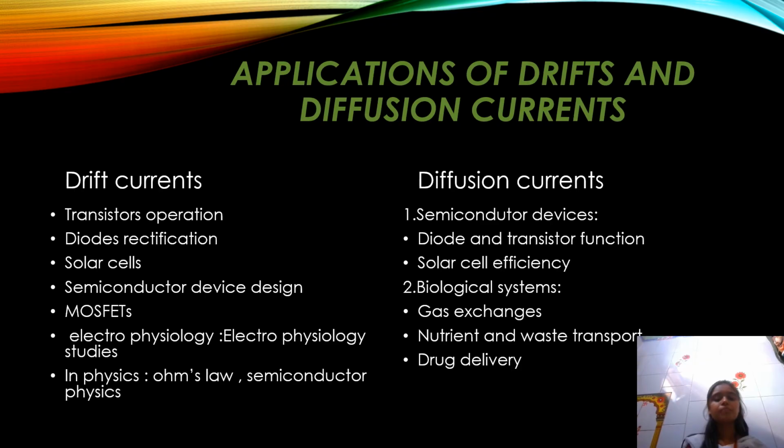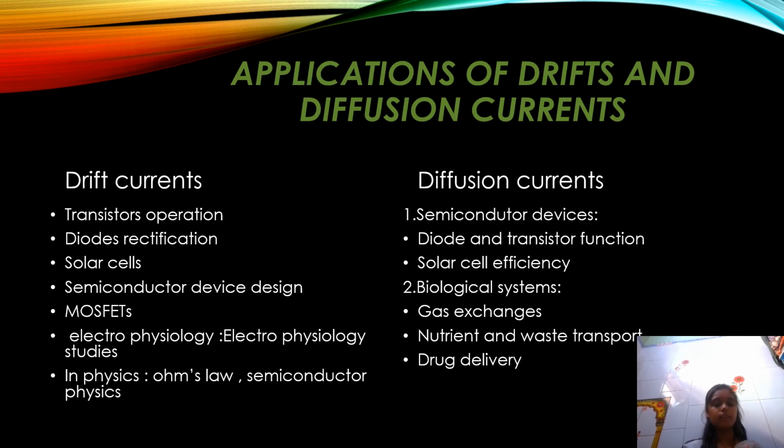Next, LEDs. In light emitting diodes, diffusion currents transport charge carriers to the active region where they recombine and emit light. Next, biological systems. In biological systems, diffusion currents play a vital role. First, gas exchange, meaning respiration. Diffusion currents facilitate the exchange of oxygen and carbon dioxide between the lungs and the bloodstream, and between the blood and the tissues. Next, nutrient and waste transport. Diffusion currents are involved in the transport of nutrients and waste products across cell membranes and through tissues.